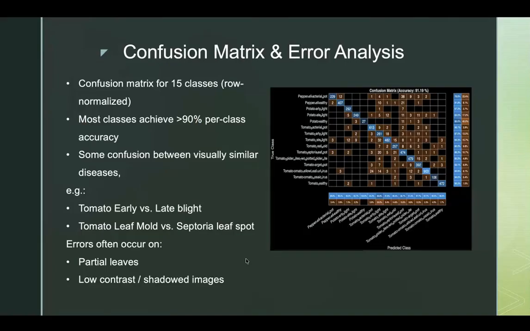The confusion matrix helps us understand which classes were easy and which were challenging. Most classes achieved more than 90% accuracy individually. However, certain tomato diseases showed confusion: tomato early blight versus tomato late blight, and tomato leaf mold versus septoria leaf spot. They look extremely similar even to human eyes, so the misclassification is understandable. Low contrast images or images showing only one part of the leaf contributed to the errors.